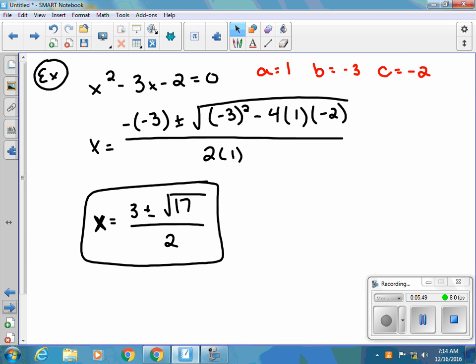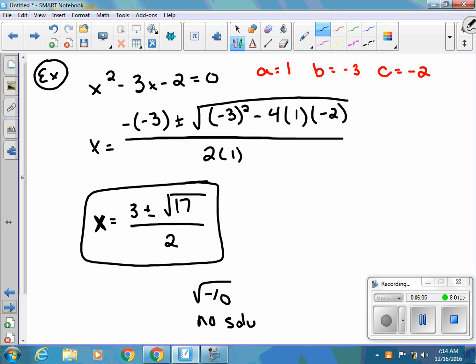Now, remember, at this point, you cannot have a negative number underneath your square root. So if you were to happen to get, say, a negative 10 underneath your square root, this would give you no solution or no real answers. We will talk later on about complex numbers and imaginary numbers in order to make this work. But at this point, you are not going to have to worry about that.